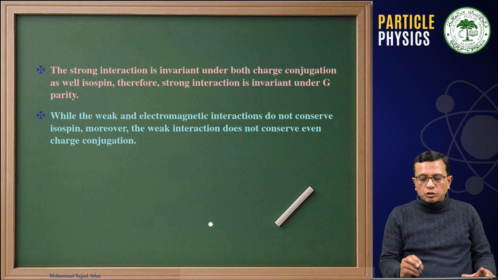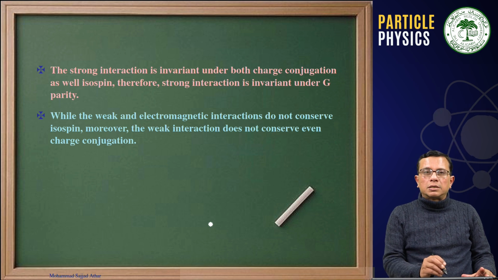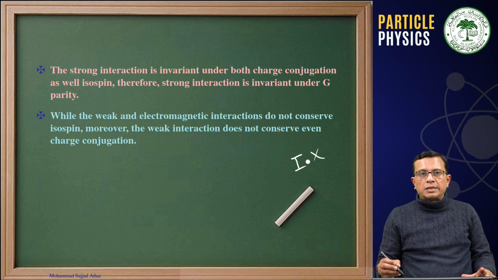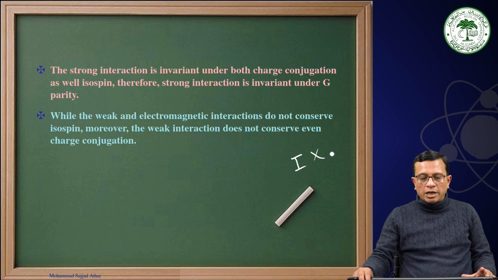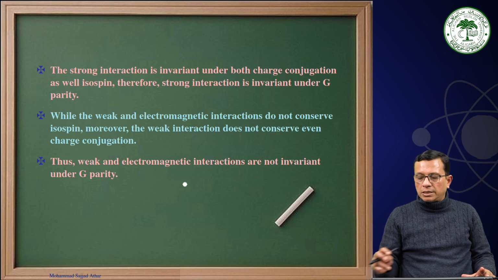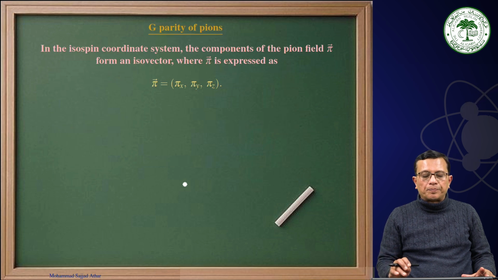While the weak and electromagnetic interactions do not conserve isospin. Remember, when we were talking about isotopic spin, we discussed that I is violated in weak interaction as well as in electromagnetic interaction. Therefore, weak and electromagnetic interactions are not invariant under G-parity. Now, what is the G-parity of pions?